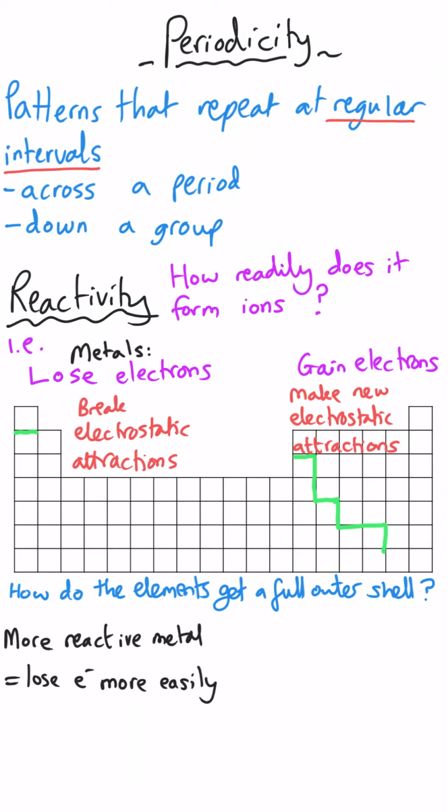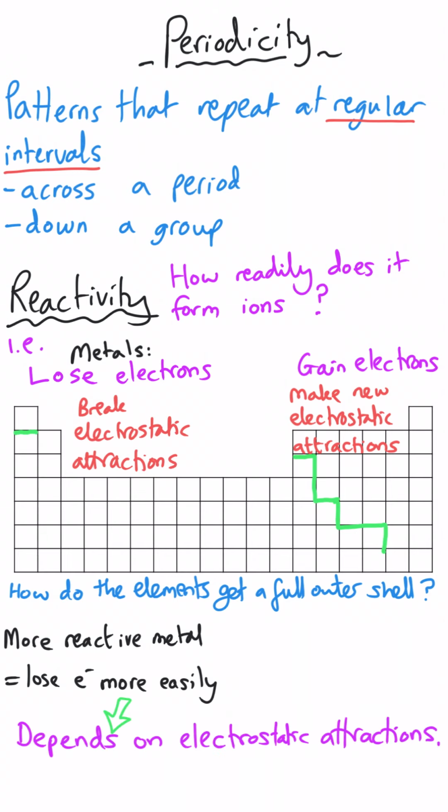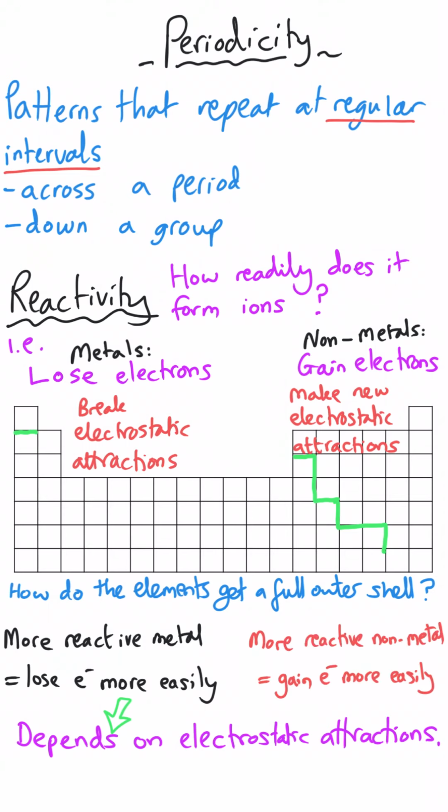And so the question really becomes, which element in this particular group, whether it's group 1 or group 2, which one loses the electrons most easily? And that comes down to the electrostatic attractions, as we'll explore in a moment. And then similarly, we've got the non-metals over on the right-hand side. Well, they need to fill their outer shell by gaining electrons. And so the question becomes, which of these elements gains the electrons more easily? Again, this is to do with electrostatic attractions.